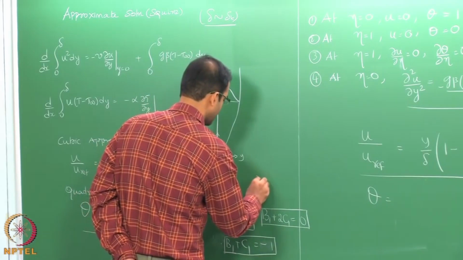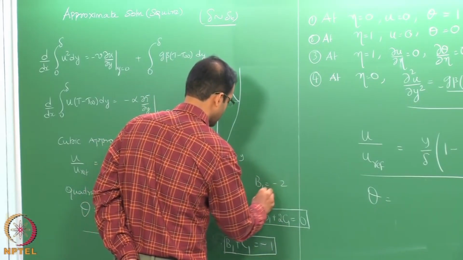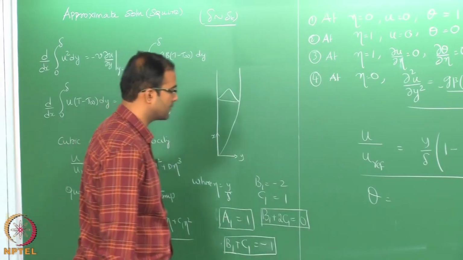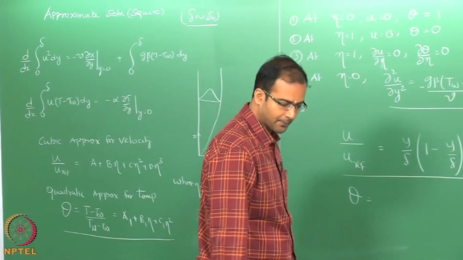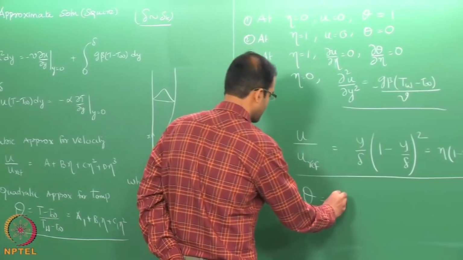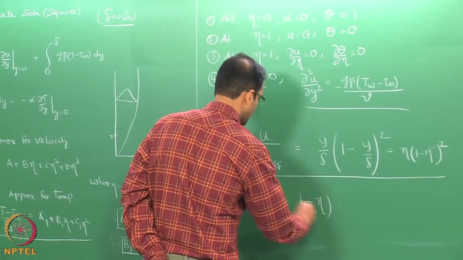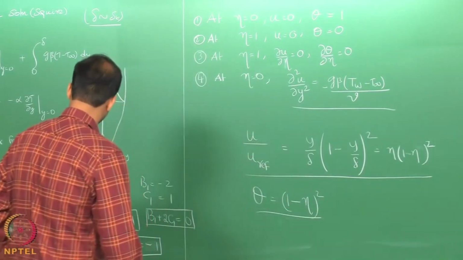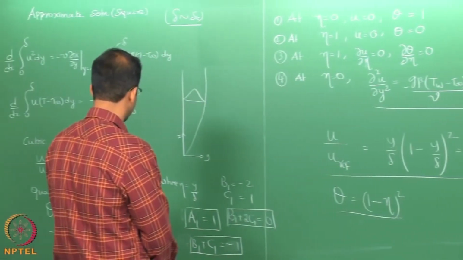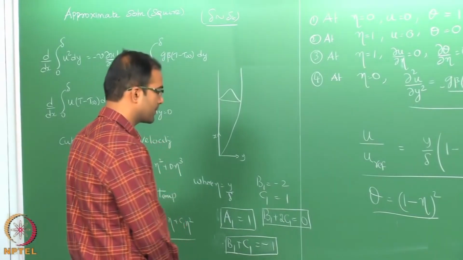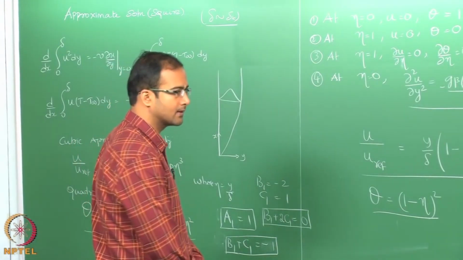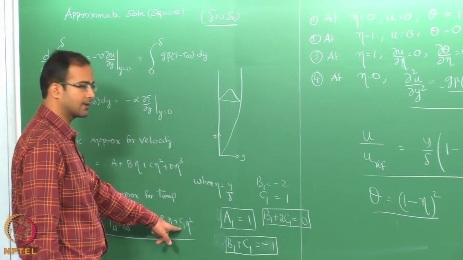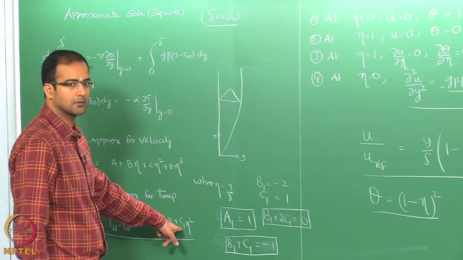So, B1 will be minus 2, C1 is 1. So, therefore, the temperature profile comes out to be simply 1 minus eta the whole square. If you substitute it, you will be getting nothing but 1 minus eta the whole square. This is 1 minus 2 eta plus eta square, which is 1 minus eta the whole square.